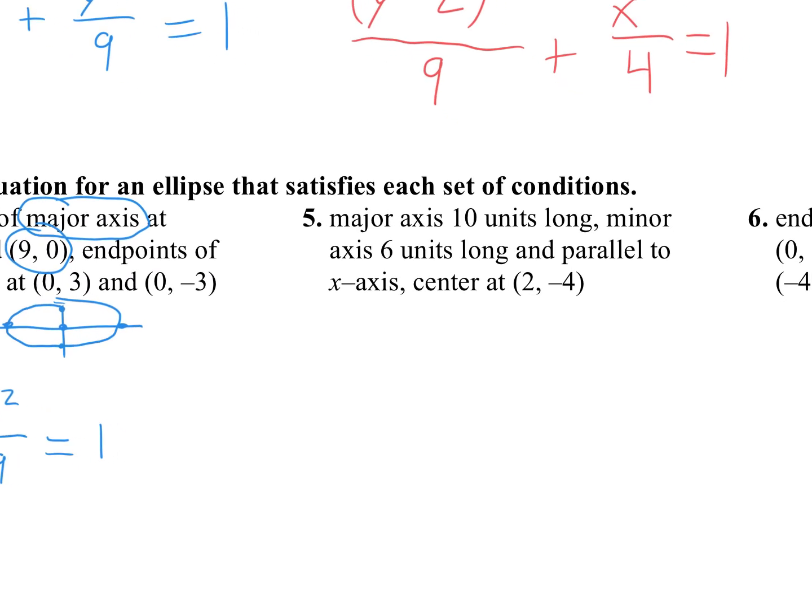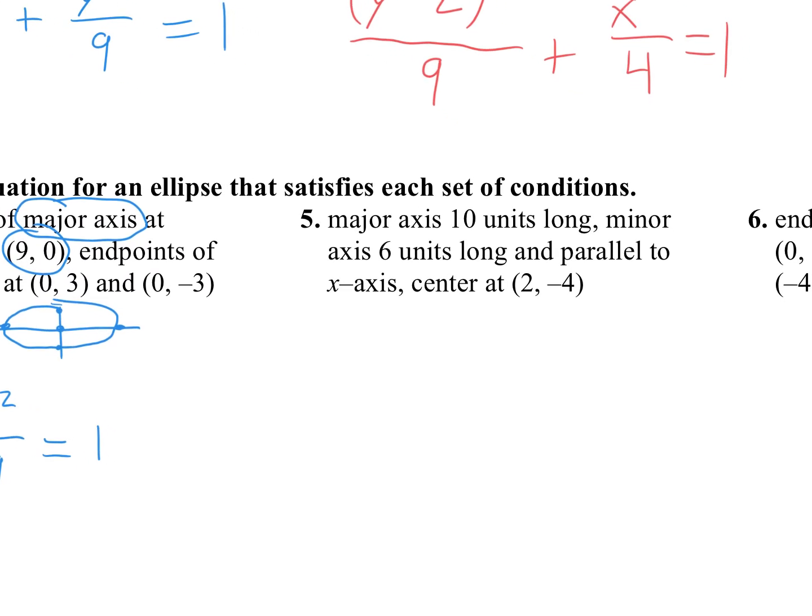All right, number 5. The length of the major axis is always equal to 2a. So if the major axis is 10 units long, then 2a equals 10, which means a equals 5. The minor axis has a length of 2b. So if the minor axis is 6, then 2b equals 6 and b equals 3. All right, we are also told that the minor axis is parallel to the x, which means the major axis is parallel to the y.